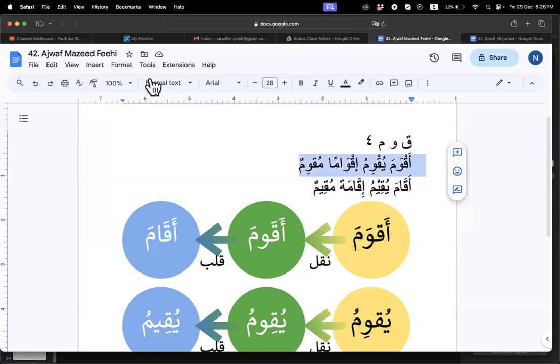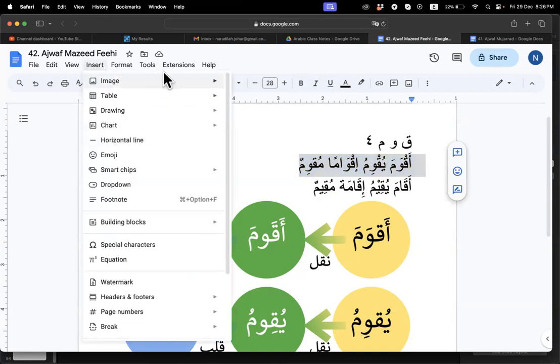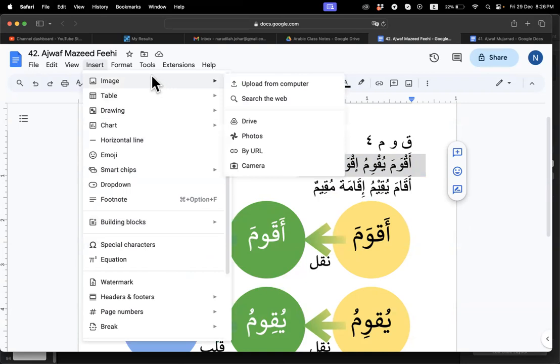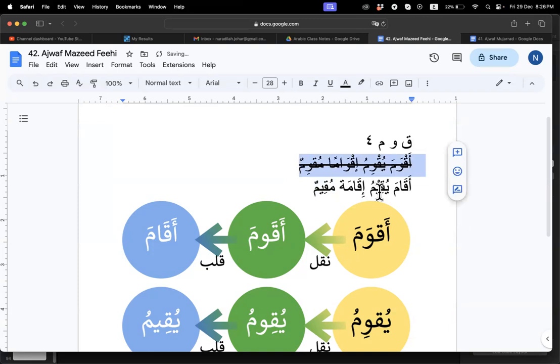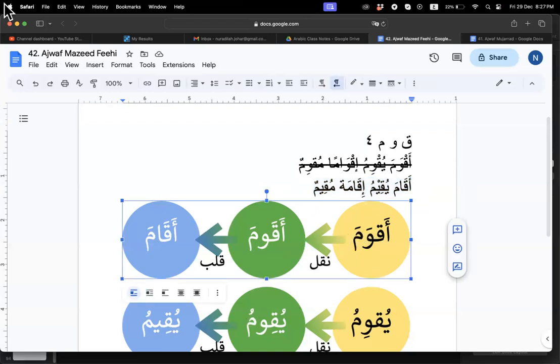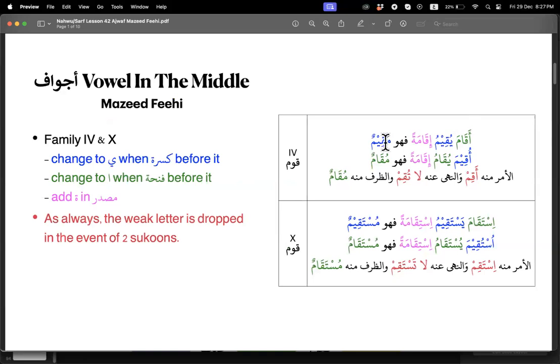So this is the original, but you cannot do this basically. So you have to do this. Either you remember this first line, aqama yuqimu iqamatan fahuwa muqimun, or you can do it like this, and then you have to remember the steps. If you can figure out the first line, then obviously the second line is easy. Majhul, ui, yes. Mudhari, ua.